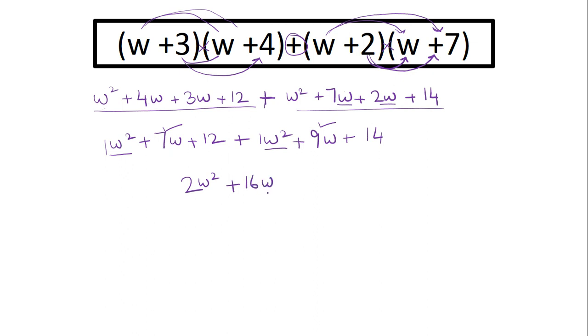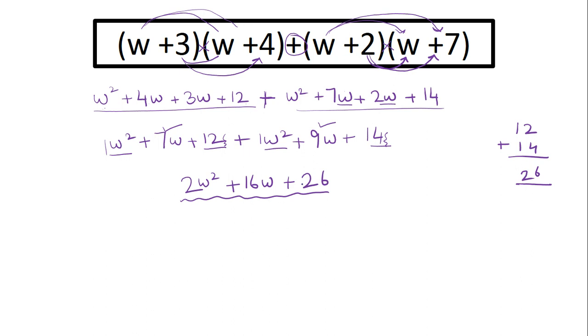Make sure you do not miss out the letters, the variables that are attached with your numbers. Otherwise, you'll just end up getting confused and you will have a wrong answer. So 7 plus 9 gave me a 16 and w. Now I have 12 and a 14. Now 12 and a 14 are like terms to each other. So I'm just going to do 12 plus 14. That gives me 4 plus 2, 6, and 26. So which means 2w squared plus 16w plus 12 plus 14. That gives me a 26. So this is going to be my final equation, that is 2w squared plus 16w plus 26.